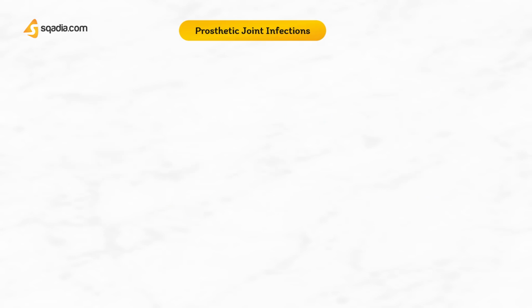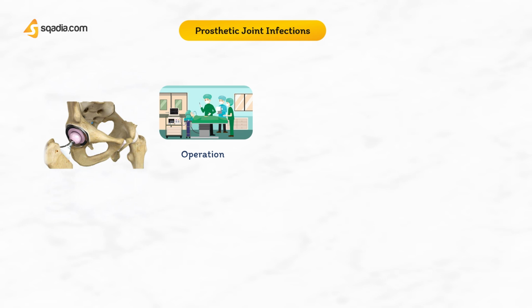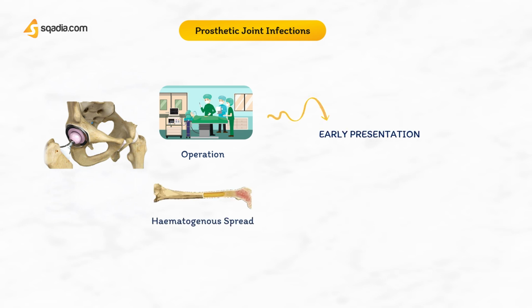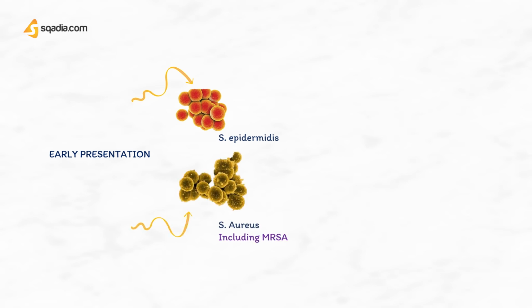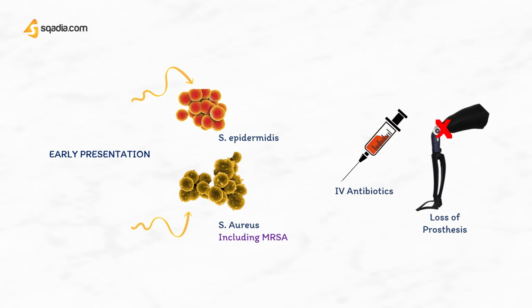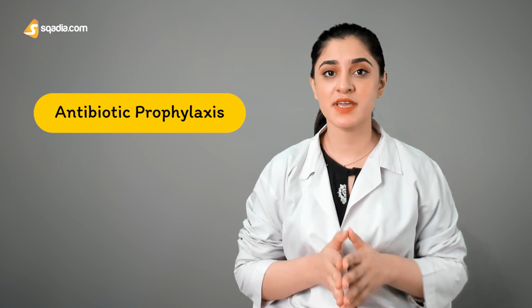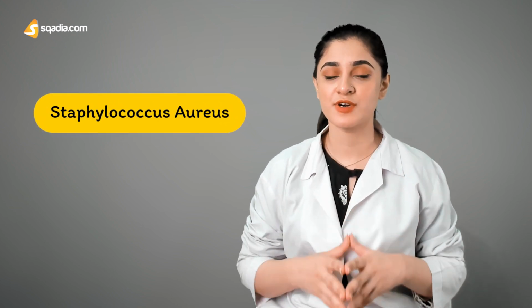In prosthetic joint infections, prosthetic joints may become infected at the time of operation, which is an early presentation, or as a result of hematogenous spread, which is a later presentation. In early presentation, the organisms are from the skin, for example Staphylococcus epidermidis and Staphylococcus aureus, including MRSA. Treatment is with intravenous antibiotics, depending on the susceptibility of the infecting organisms. Infection usually results in loss of the prosthesis. Prevention of infection by controlled measures in both the ward and theatre, and antibiotic prophylaxis with an agent active against Staphylococcus aureus is very important.